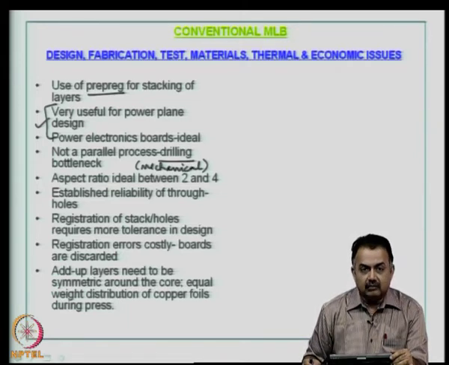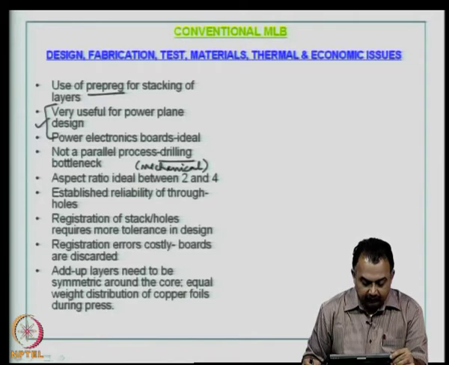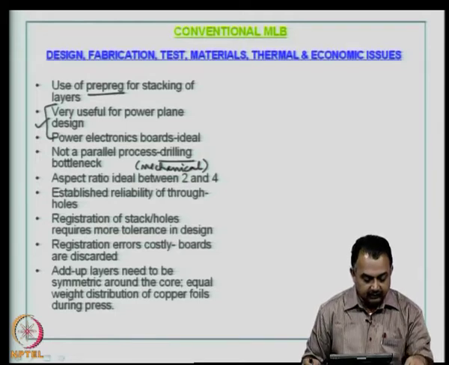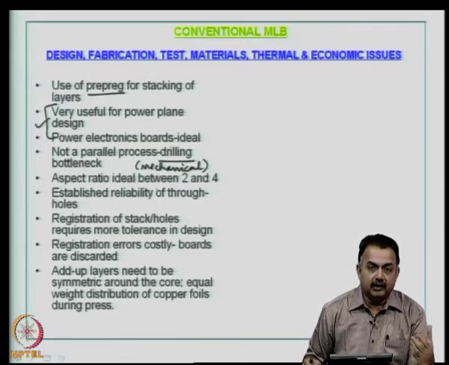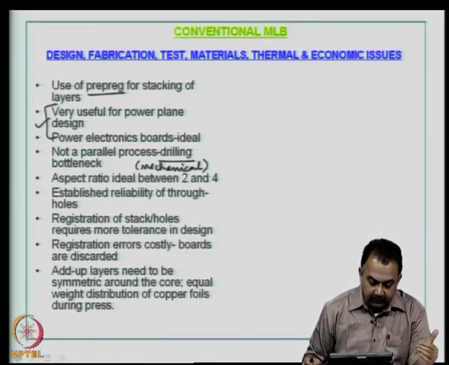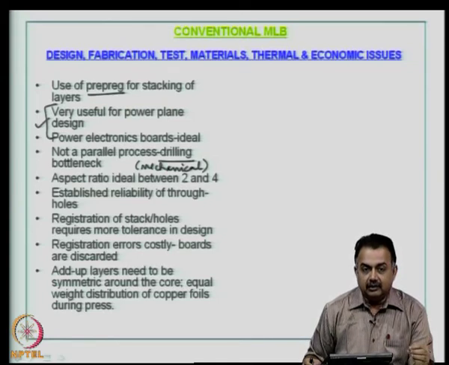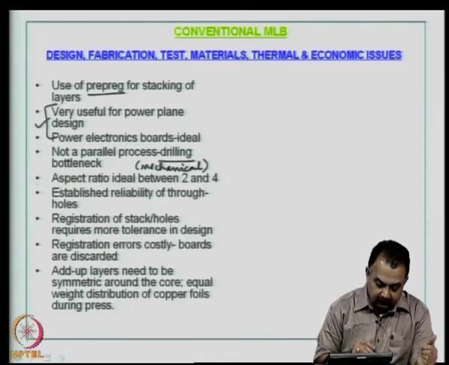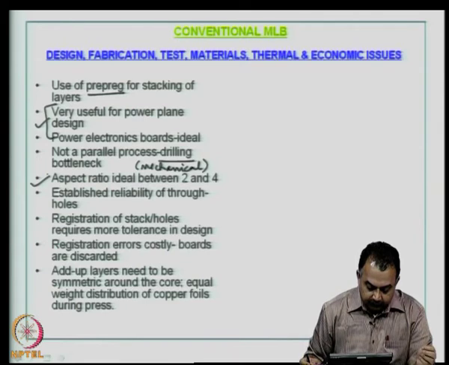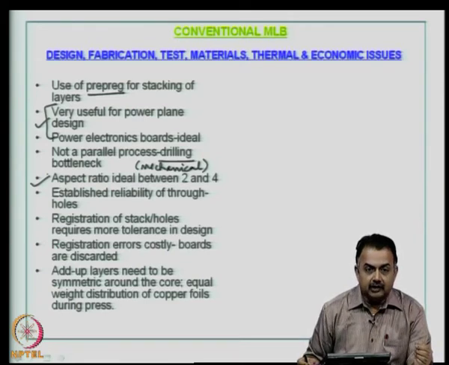Now, in a conventional multilayer board, you have to look at aspect ratio, ideally between 2 and 4. So, if you are a designer and if you are going to fabricate a board or design a board that is to be fabricated using conventional multilayer boards, then look at aspect ratio and keep it between 2 and 4. So, we have discussed enough about aspect ratio. Established reliability of through holes.